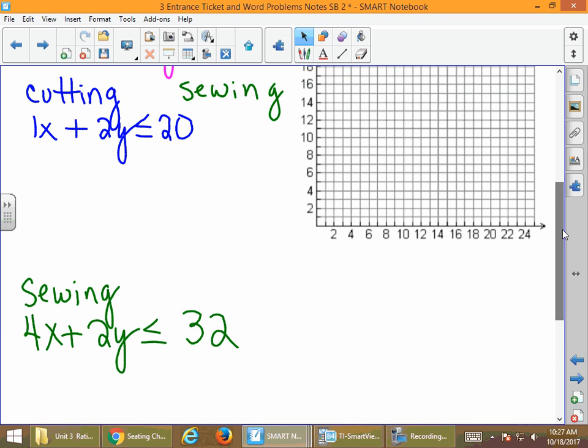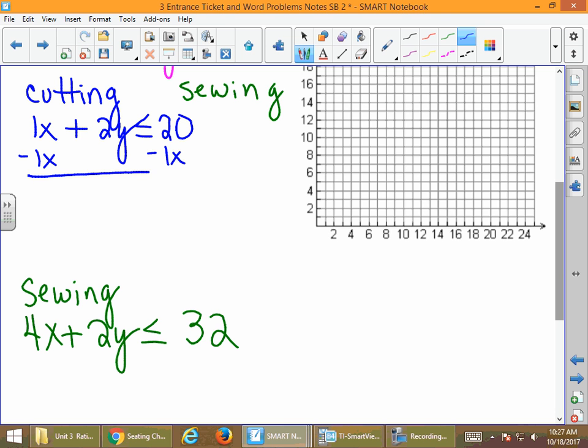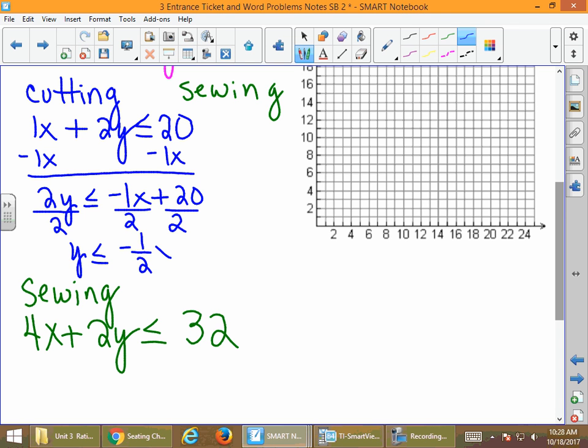So we're going back to our blue equation. Hopefully I left myself enough space. We're going to subtract 1x from both sides. And we have 2y is less than or equal to negative 1x plus 20. Well, it's 2 times y, so we're going to divide by 2. And our inequality now is y is less than or equal to negative 1/2 x plus 10.